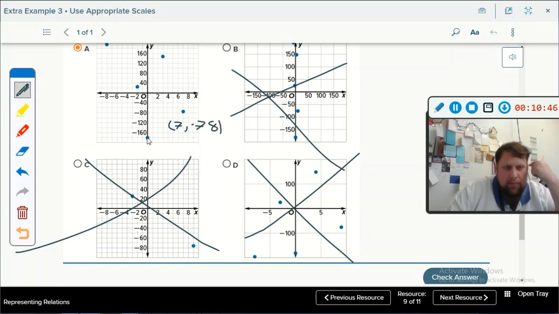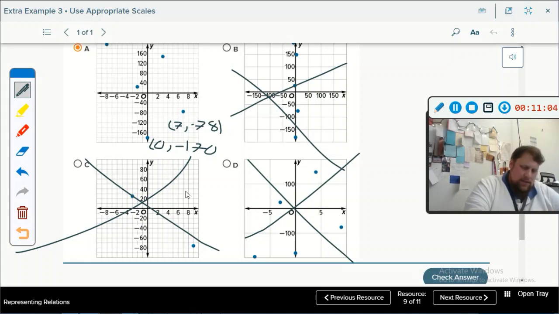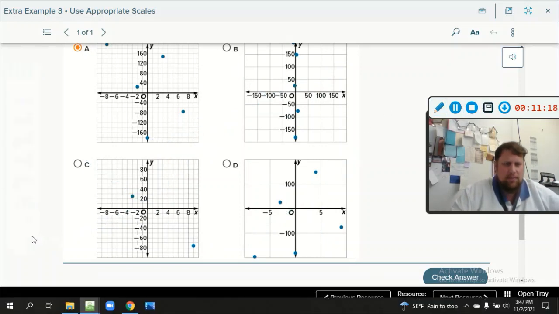Let's see if we can get another point as close as we can. This point looks like 0 on the x. And then negative 170. Were those two of our points? Let's see. So I have 7, negative 78, and 0, negative 170. I'm going to write them down. I have to erase these so I can move the screen. But 7, negative 78, and then I've got 0, negative 170. This graph's giving me enough information that I can guess pretty close to any of them. It's a much better graph.